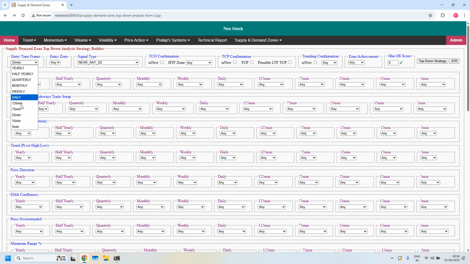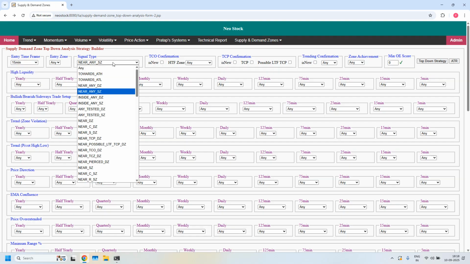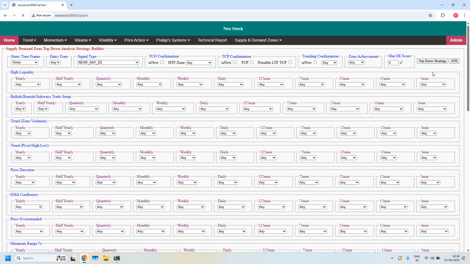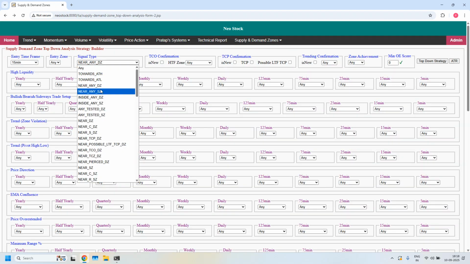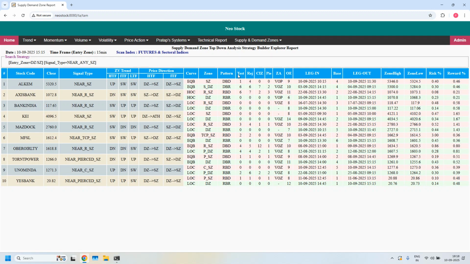Next time frame is 15 minutes. Stocks near the 15 minutes demand zone, we got 9 stocks. Next, stocks near the 15 minute supply zone, we got 10 stocks.